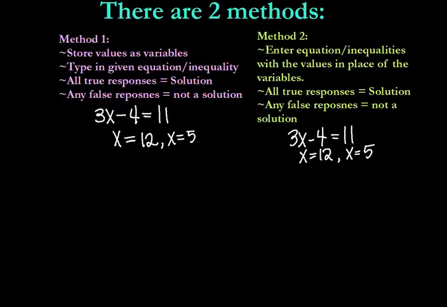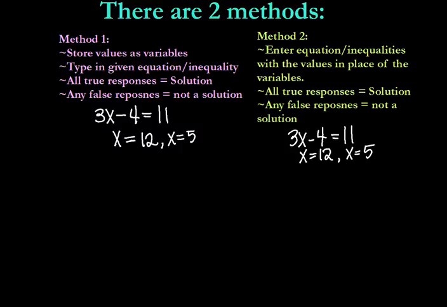There are two methods. The first method involves storing values as variables and then typing in the given equation or inequality or system of equations or system of inequalities. And if all true responses are shown, then what you tested is a solution. If you get any false responses, what you tested is not a solution.